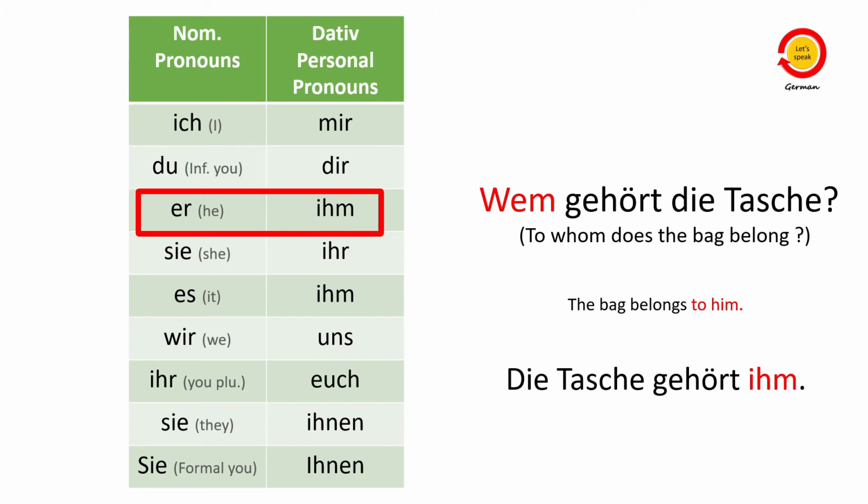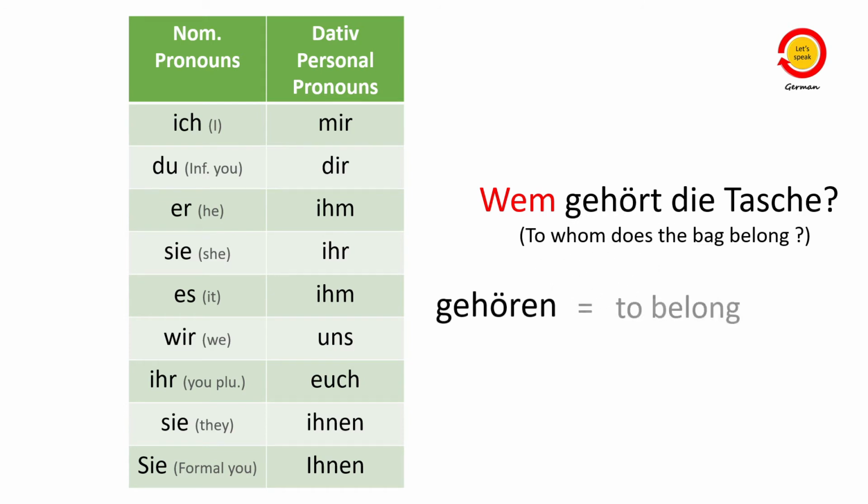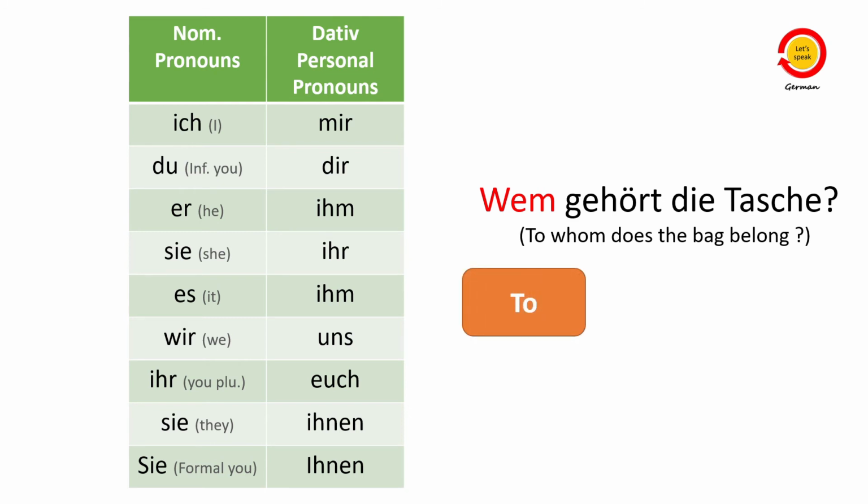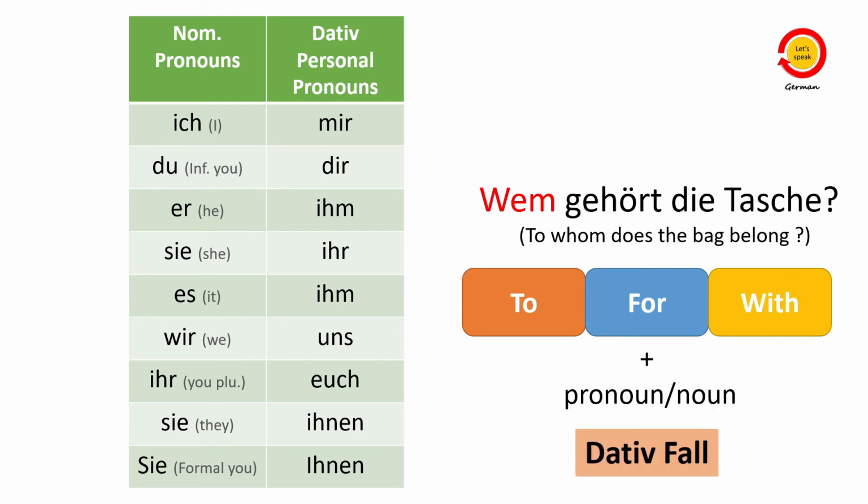Now here another interesting concept to learn is about the dative verbs. Gehören, that is to belong, is considered a pure dative verb. The reason is quite simple. Whenever we use the word belonging in terms of possession, the sentence usually goes as the bottle belongs to me, the cat belongs to her, this house belongs to my sister, etc. So the nouns and pronouns are always added with the preposition to. And as we have learned earlier, to, for, and with plus pronoun indicates it is dative. Therefore, the verb gehören is thus a pure dative.